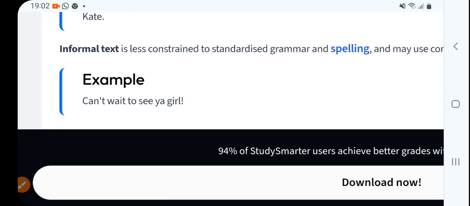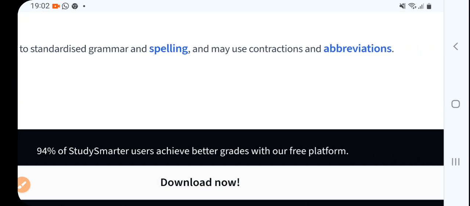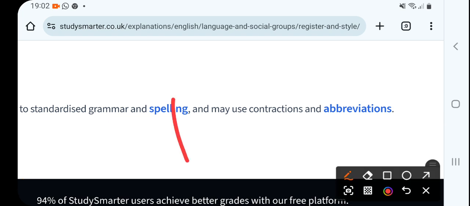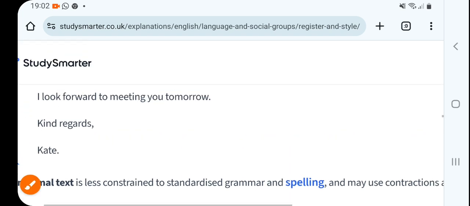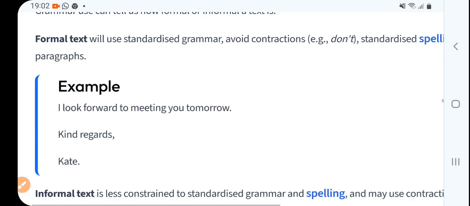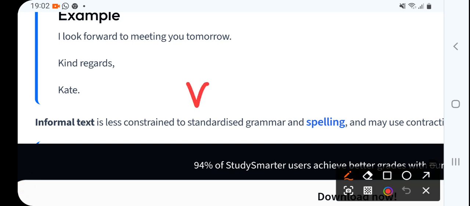Then informal text has fewer constraints to standardized grammar and spelling. For example, here, casual, suppose, so that's a market, right?